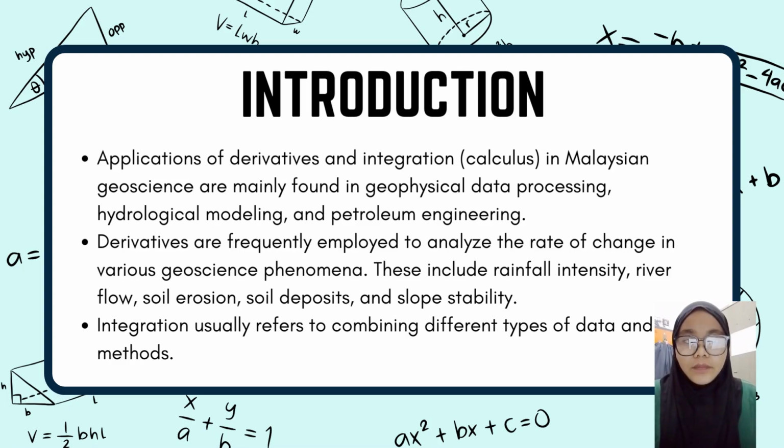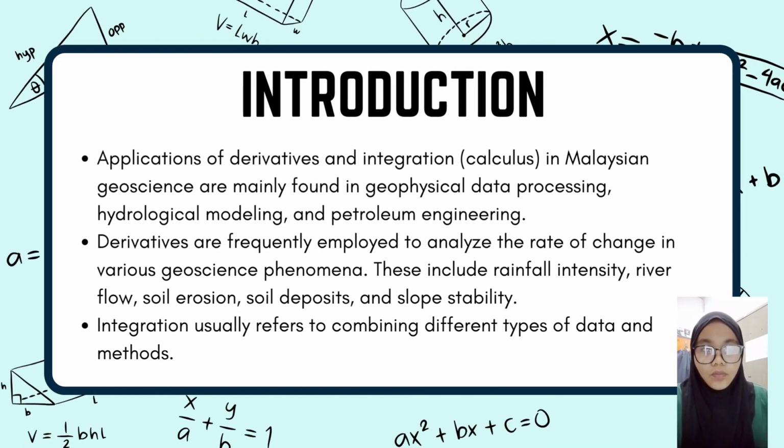Derivatives are frequently employed to analyze the rate of change in various geoscience phenomena. These include rainfall intensity, river flow, soil erosion, soil deposit, and slope stability. A key application of this analysis is understanding the occurrence of floods and landslides in vulnerable regions such as Selangor and Pahang. Furthermore, derivative calculation can determine the rate of change in rainfall intensity over time. This is a calculation about derivative.